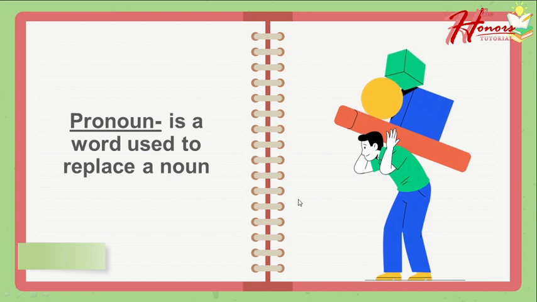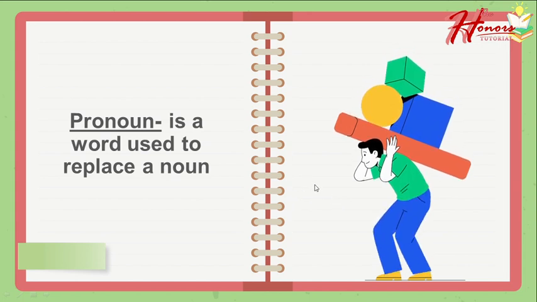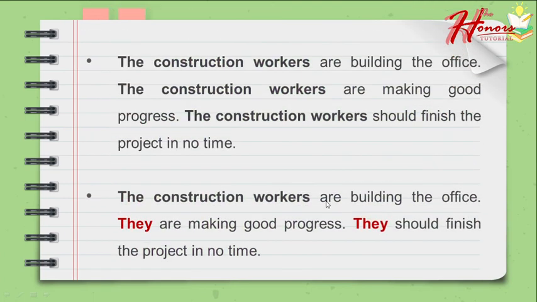So in order for you to understand it more, let's take a look at this example. Let me read the first one. The construction workers are building the office. The construction workers are making good progress. The construction workers should finish the project in no time. As you can see, the noun, which is the construction workers, is repeated in this paragraph about 3 times.